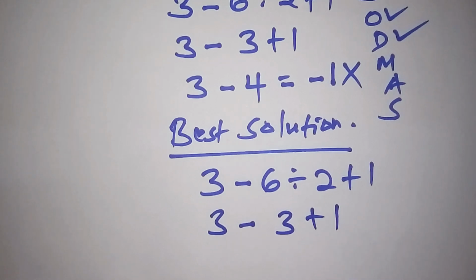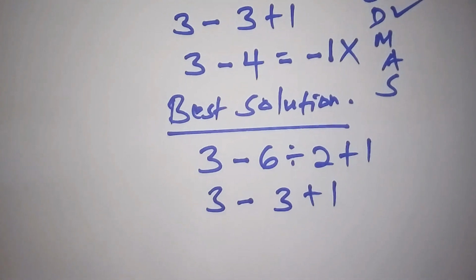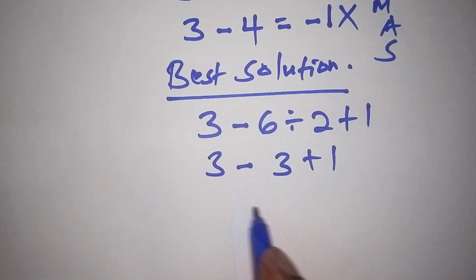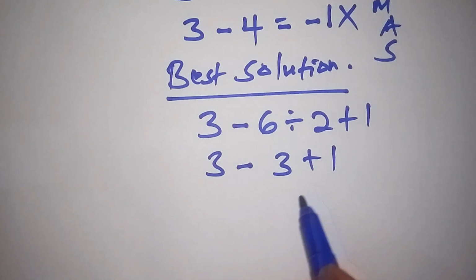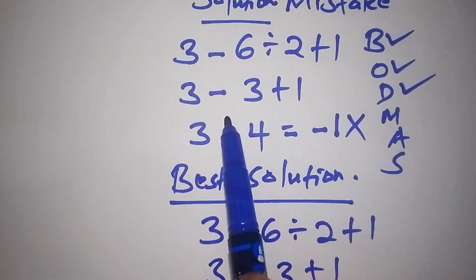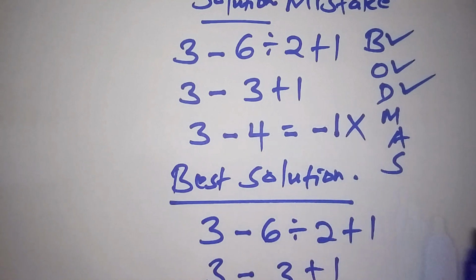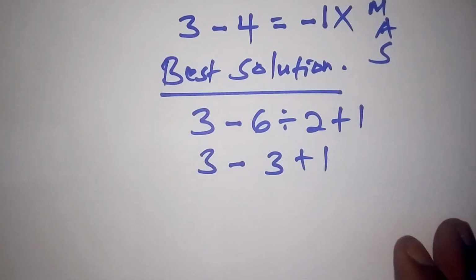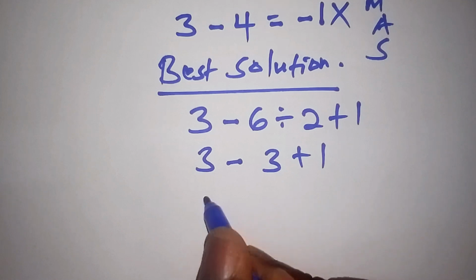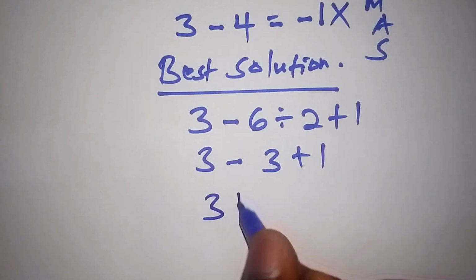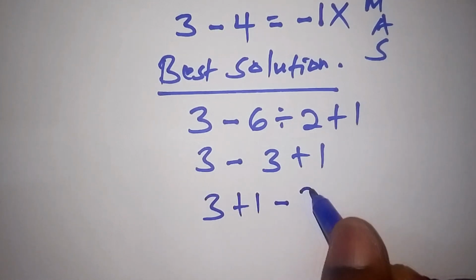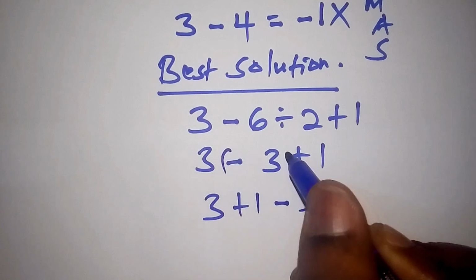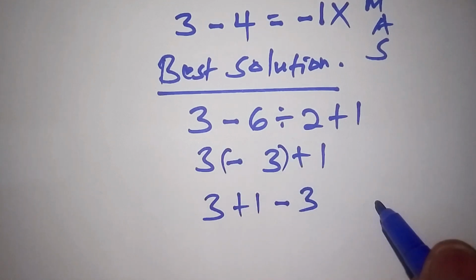So when you reach this stage, we need to know how we can play with the signs for subtraction and addition. So let's rearrange it. That was the mistake that was made here: there was no proper arrangement of this maths problem. So when you arrange this part, we shall now have 3, then plus 1, then minus 3, because all of this is minus 3. So we work it out on this other side.